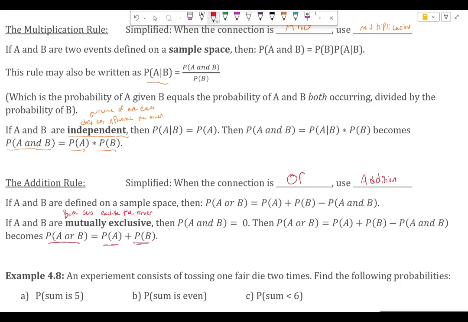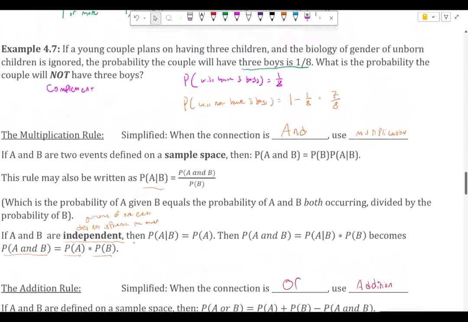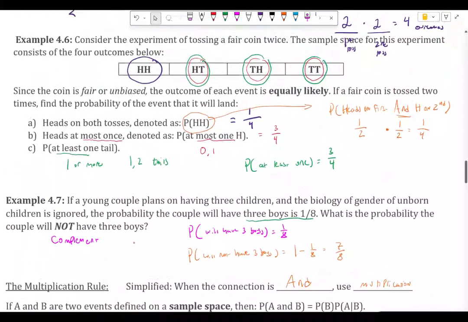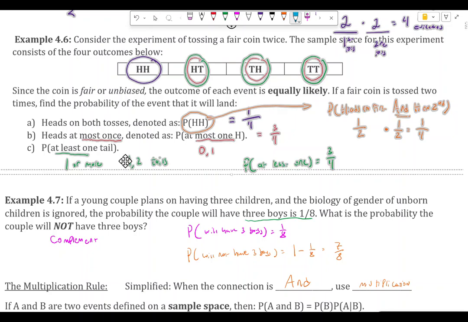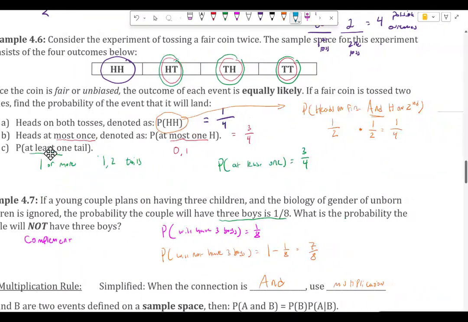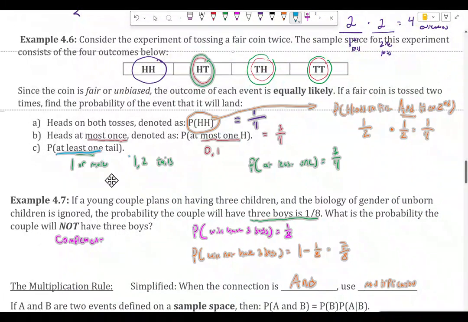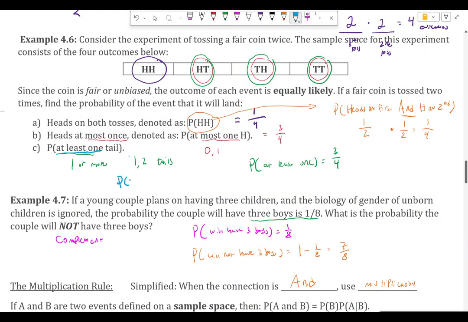So we can use the addition rule, going back to example 4.6. We said in part C, what color should I choose? Maybe I'll use blue for this one. In part C, we said at least one tail. At least one tail would be the probability of getting one tail or the probability of getting two tails.